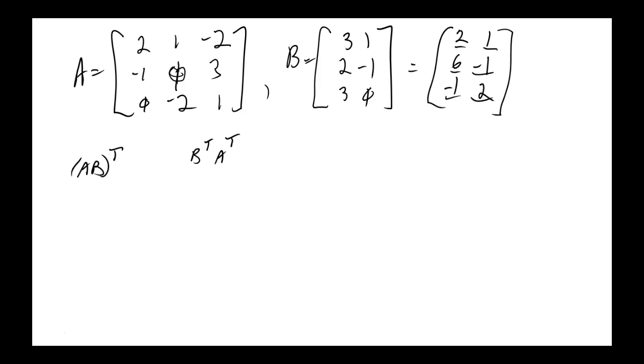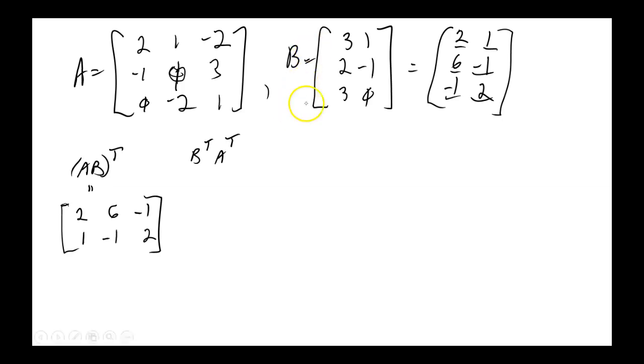What's AB transpose? What size will it be? 2 by 3. And what will be the entries of that? 2, 6, -1, 1, -1, 2. Good.